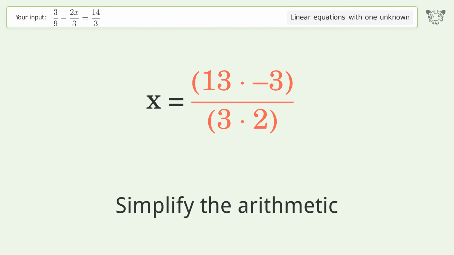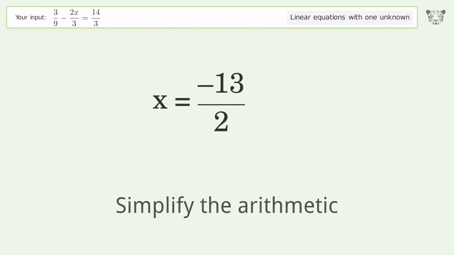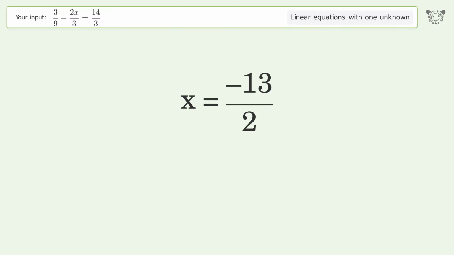Simplify the arithmetic. And so the final result is x equals -13/2.